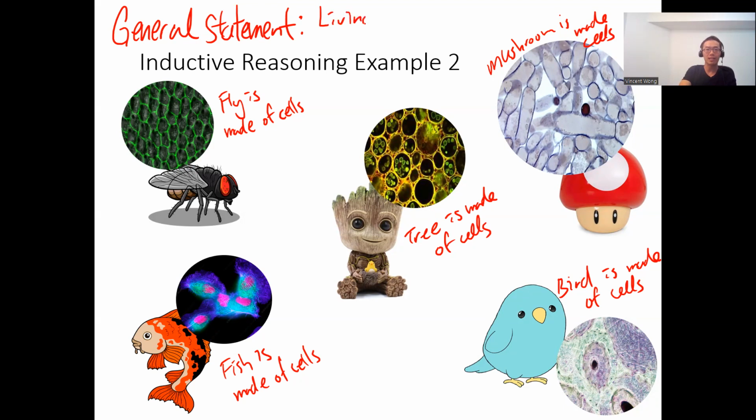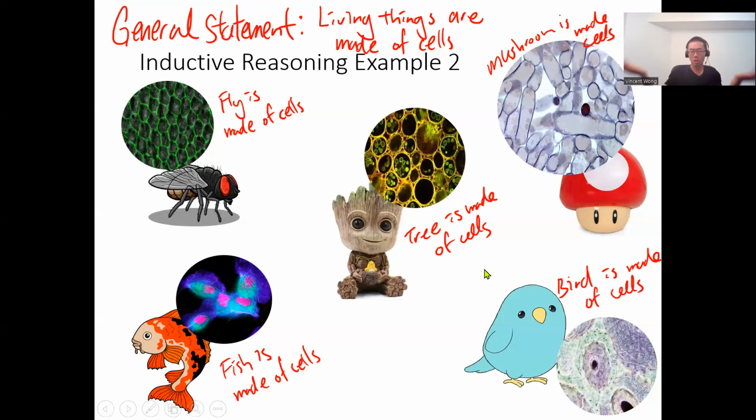Living things, right? Living things are made of cells, some kind of broad statement. All these are living things, and they're all made of cells. So the general conclusion: living things are made of cells. Does anybody need any clarification? Any follow-up question? It's okay if you have a question. Someone else probably has the exact same question.